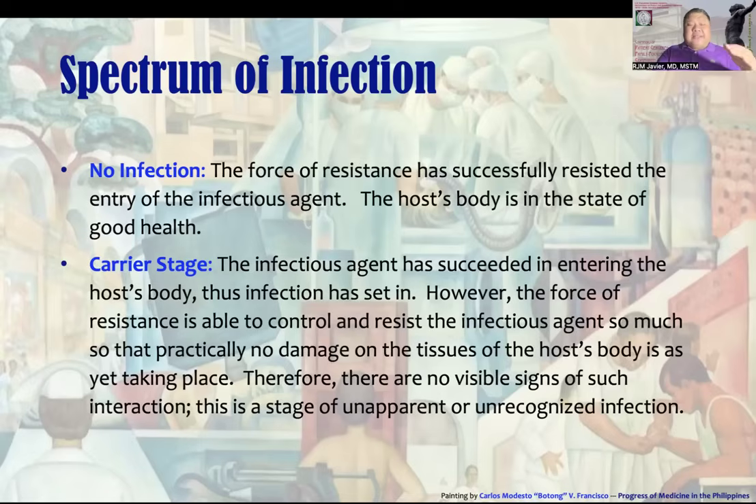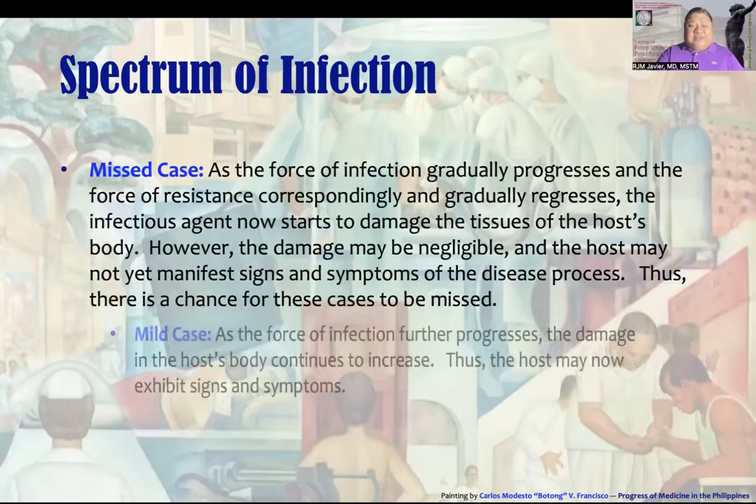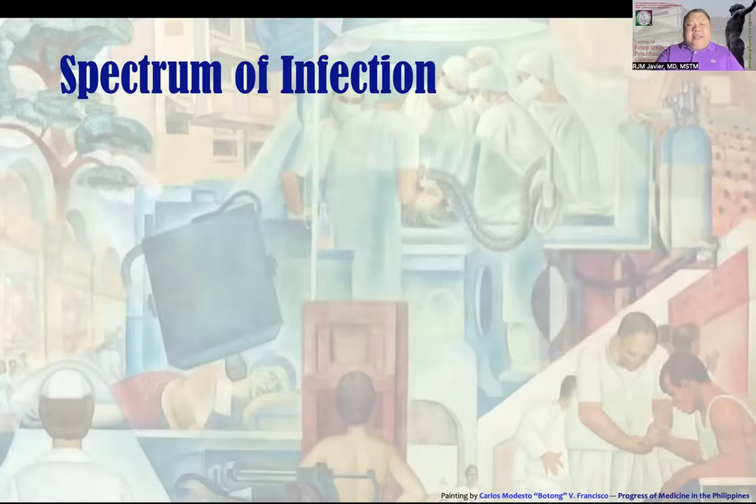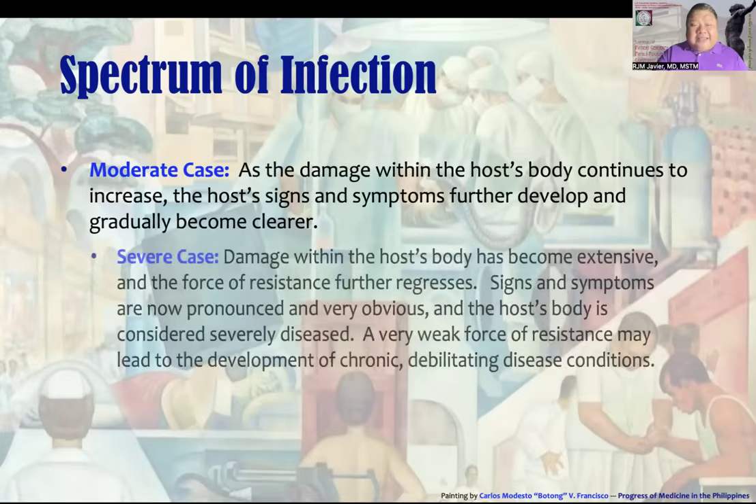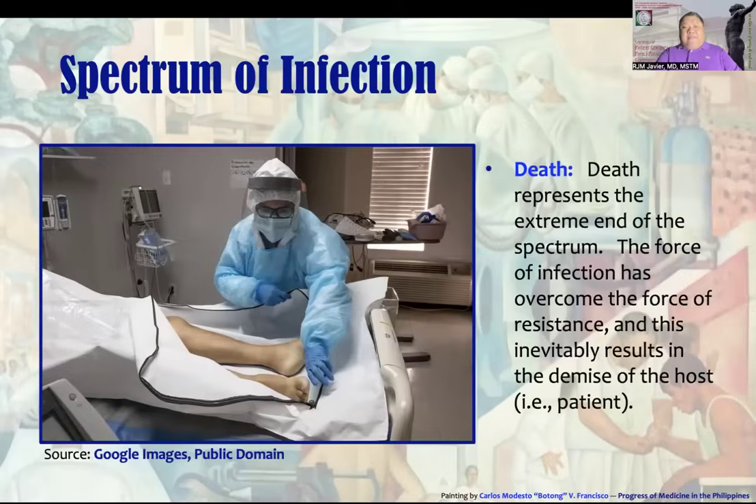And so this can eventually evolve to what we call your missed cases or your mild cases, then it can move on to your moderate cases and your severe cases that can ultimately lead to the demise of your patients. So, when we're talking of the spectrum of infection, especially for your communicable diseases, this would already be the end or the last part of the spectrum, wherein there is the inevitable death of the patient.